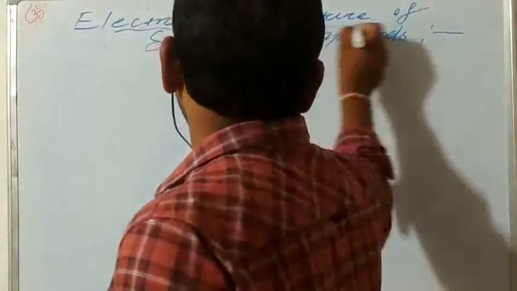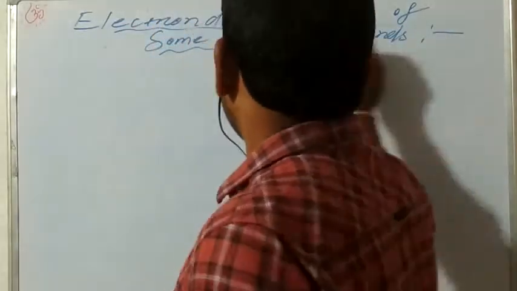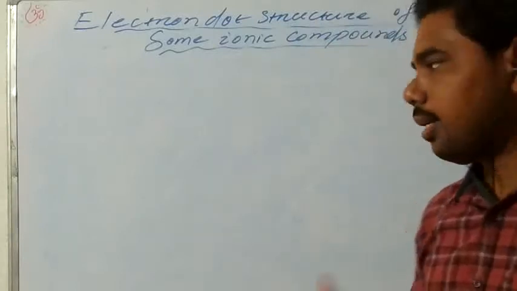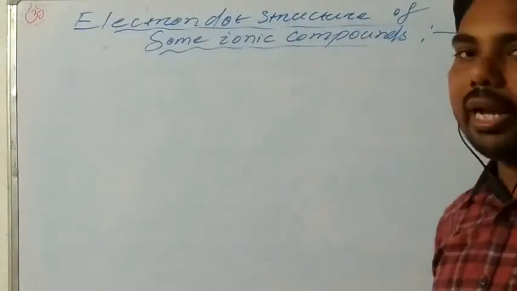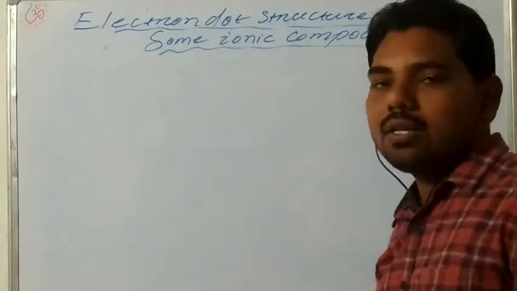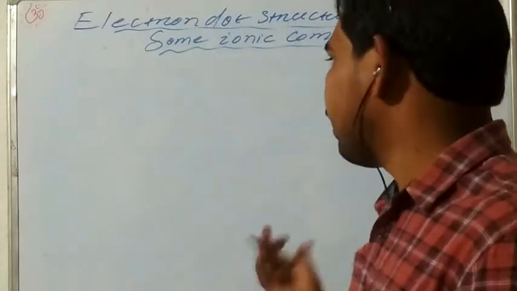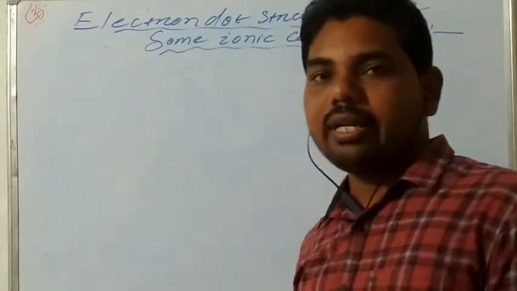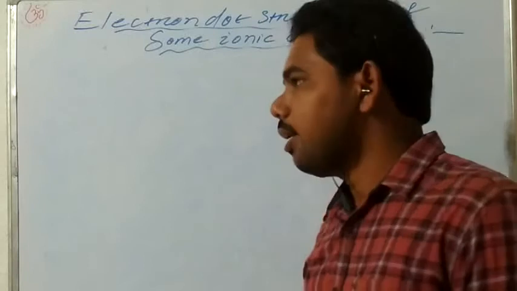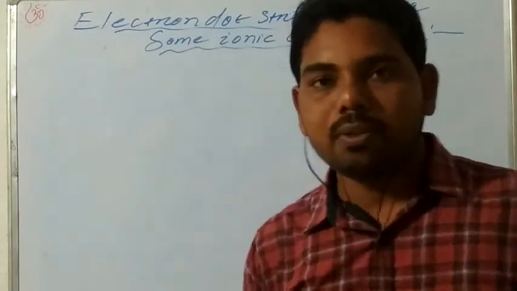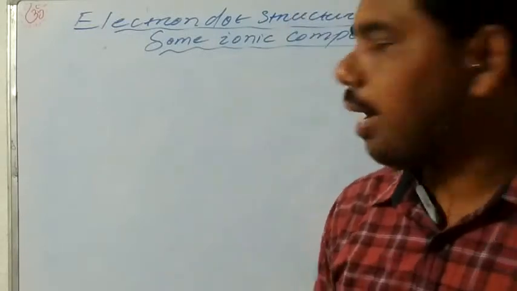So what are ionic compounds? Compounds which are joined by an ionic bond. An ionic bond is formed by loss or gain of electrons. One atom loses electrons, the other gains electrons. The bond formation by loss and gain is called an ionic bond.